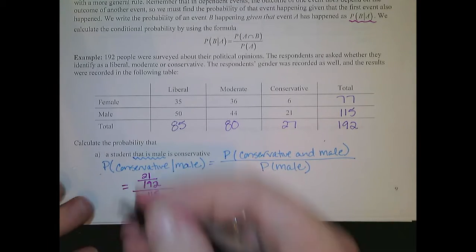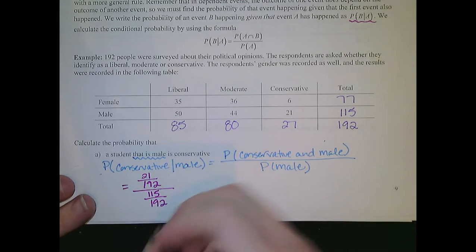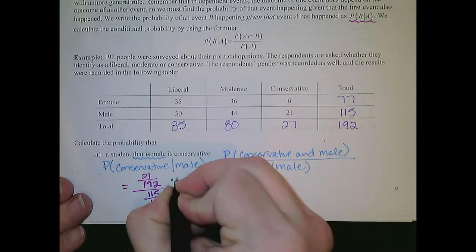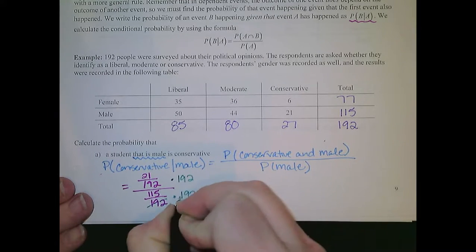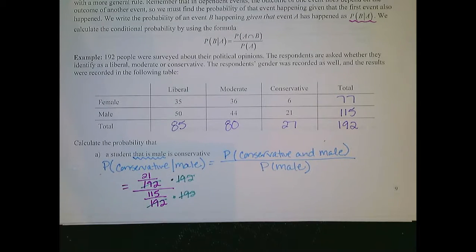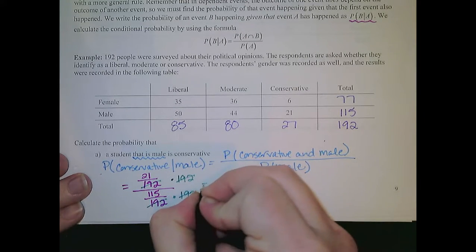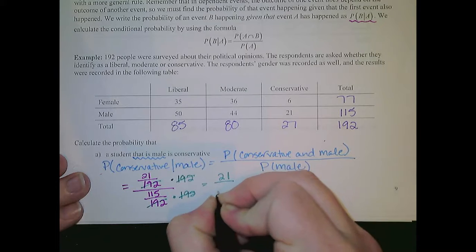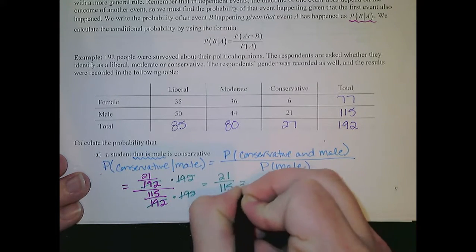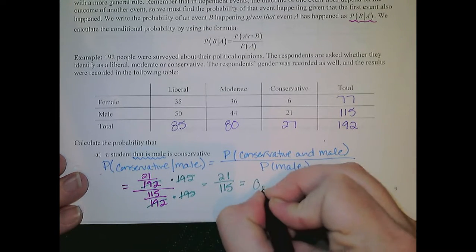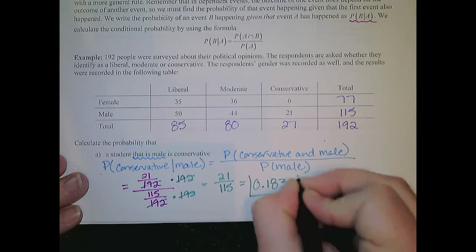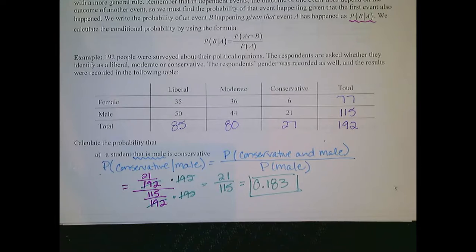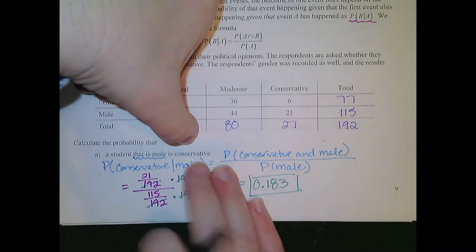And to simplify this, notice that they both have a denominator of 192. So I'm going to multiply the top and the bottom by 192 so that those cancel out. What that leaves me with is 21 out of 115, which would be about 0.183. So about 18.3% of those males would have identified as conservative.